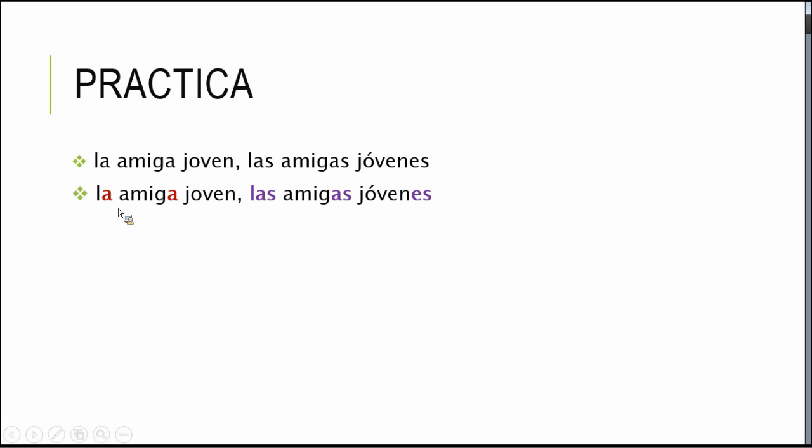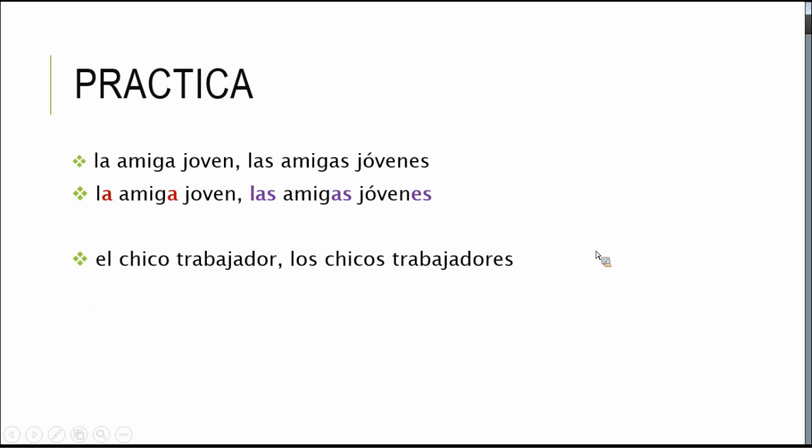So we have la amiga joven. So again, even though the ending doesn't necessarily match anything in gender, right? It's not necessarily an O or an A. It does match that it's singular, okay? And it could go either way, feminine or masculine. Some words could be either. Las amigas jóvenes. So again, we're matching definitely in number here because it's plural all the way across.